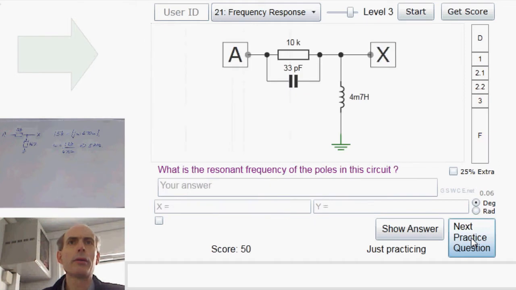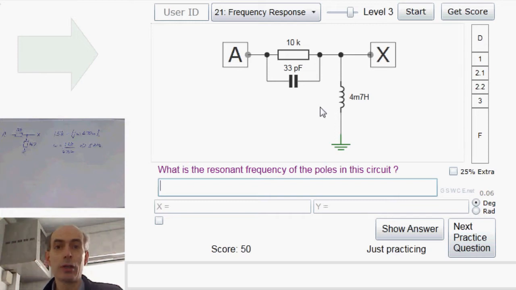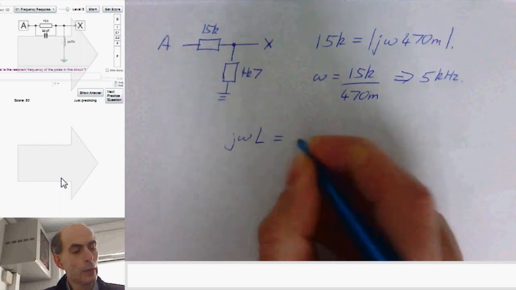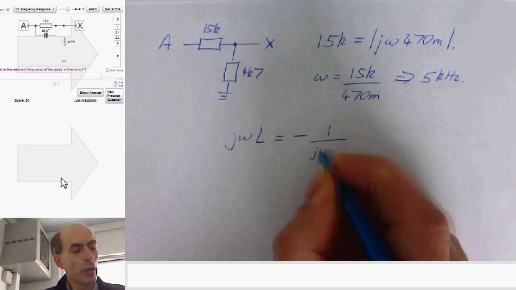Let's try another one. Resonant frequency. Right, what is the resonant frequency of the poles? Well, this is quite straightforward if you know the trick. And the trick is that the resonant frequency of a circuit in which there's a capacitor and an inductor is always given by the frequency at which the impedance of the capacitor is equal and opposite to the impedance of the inductor. In other words, we need that j omega L is equal to minus 1 over j omega c.